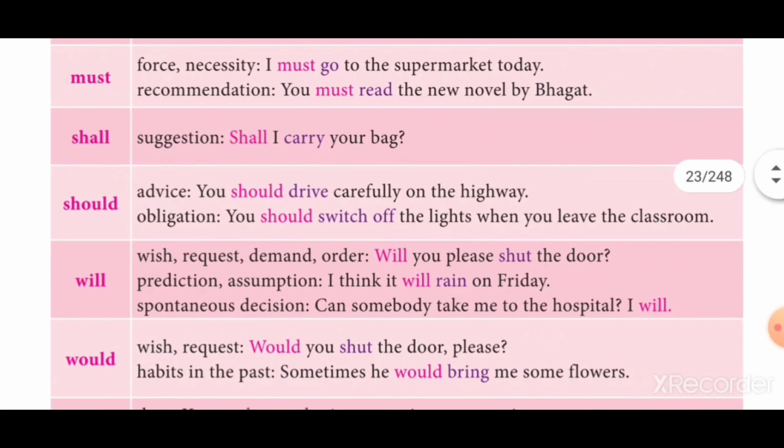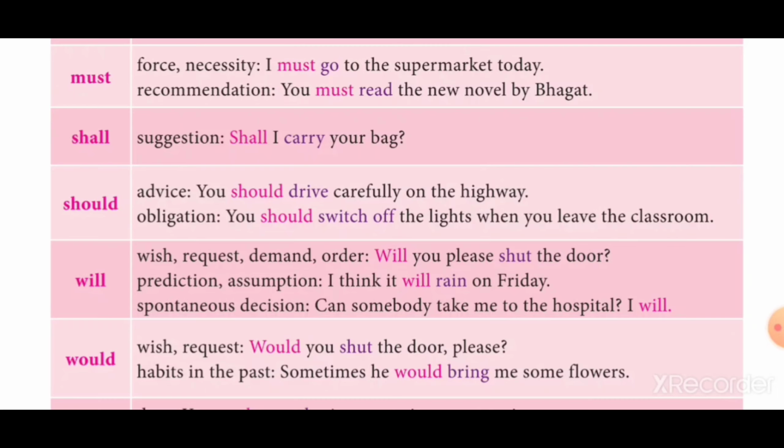We are now moving on to the next one, must. It's used to express force or necessity, or to express recommendation. So for the first one, to express force and necessity, the sentence given is, I must go to the supermarket today. It means I have to go. And in the second case, you must read the new novel by Bhagat.